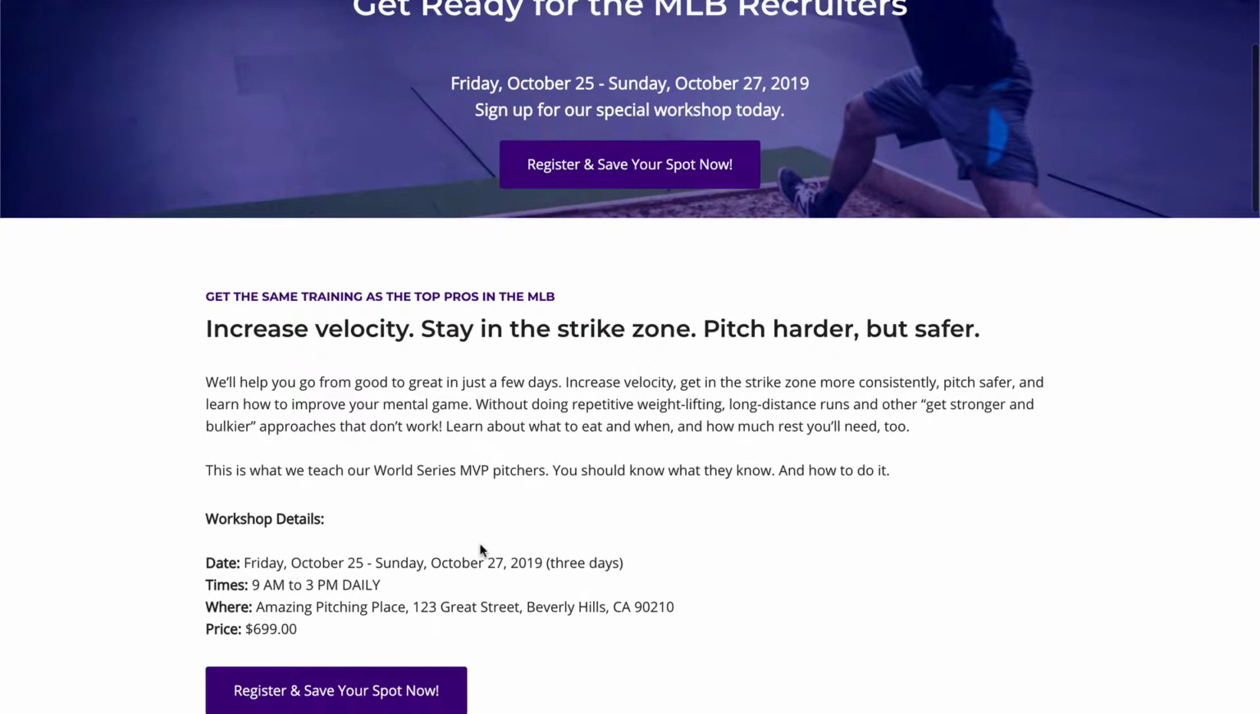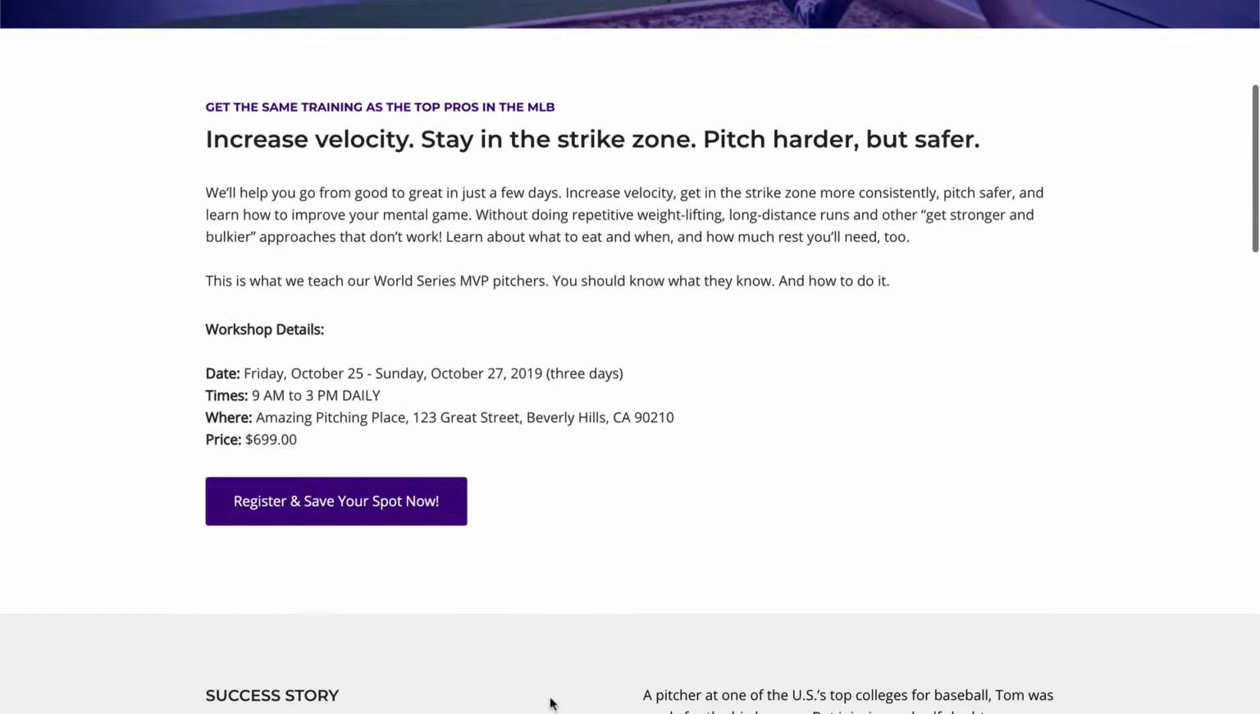Then right below there you have some more detailed information. It's the same training as the top pros, what you get: increased velocity, stay in the strike zone, pitch harder but safer. A little bit more description here with the final sentence, which is really an important way to convince people even more of what you offer. This is what we teach our World Series MVP pitchers. You should know what they know and how to do it. Workshop details: date, times, where, price, and again, there's that register and save your spot now button.